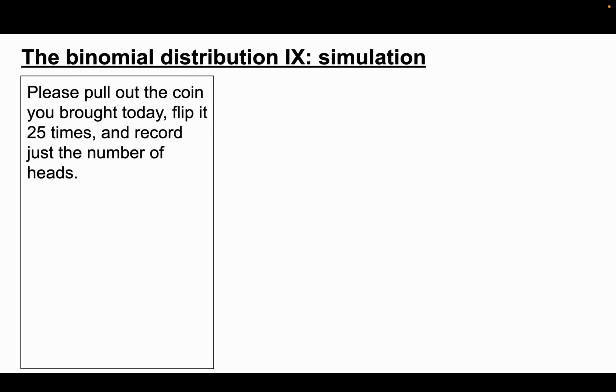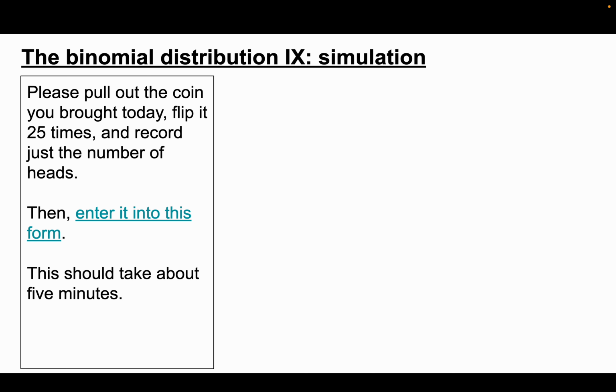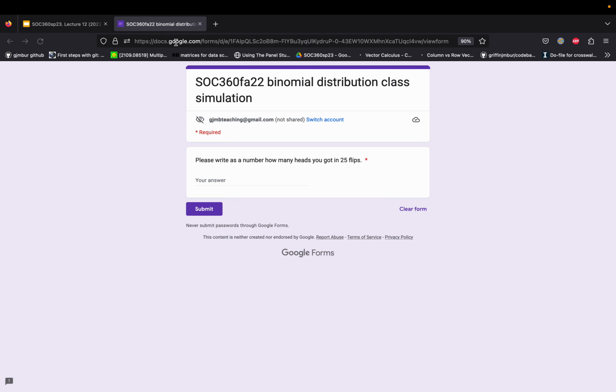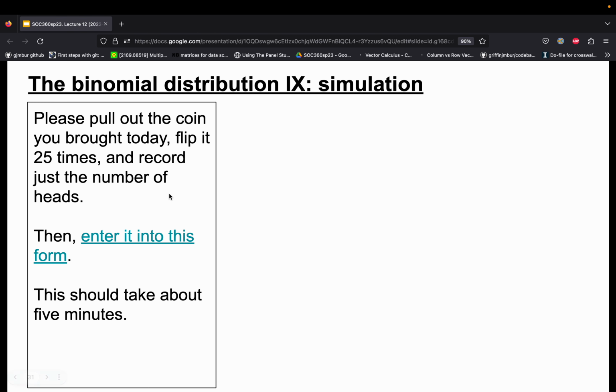So that's the basic idea. Onwards, let's look at this. I have people enter this into a form, and this is a Google form. By the way, if you're watching this in the future, feel free to maybe enter this if you do the experiment. It's kind of fun. And then let's look at the results.